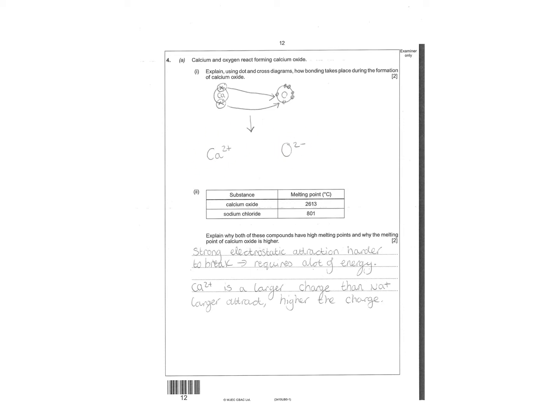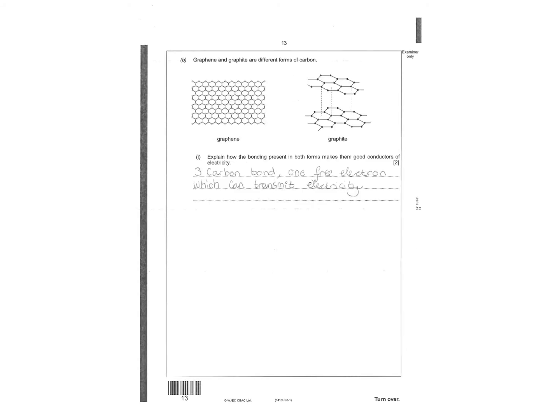That becomes 2 minus because it's gained 2. Explain why both these compounds have higher melting points, and explain why the melting point of calcium is higher. They both have really strong electrostatic attraction, so it's harder to break, requires a lot of energy. Ca has a larger charge than Na, so the attraction is larger, so a higher charge, harder to break.